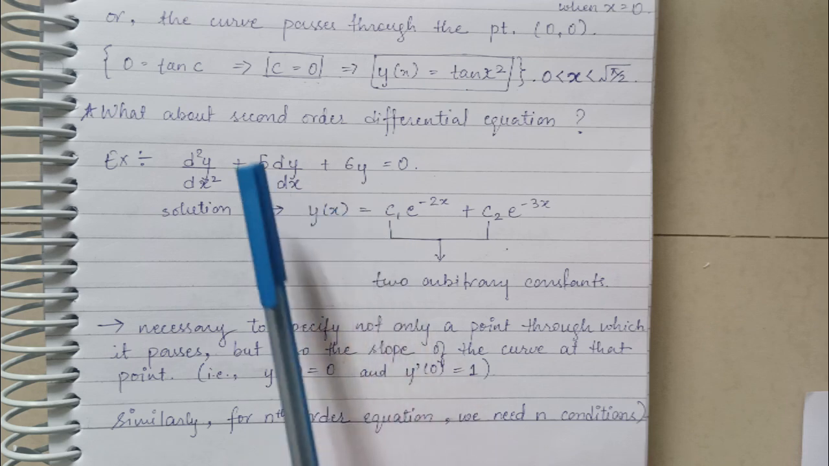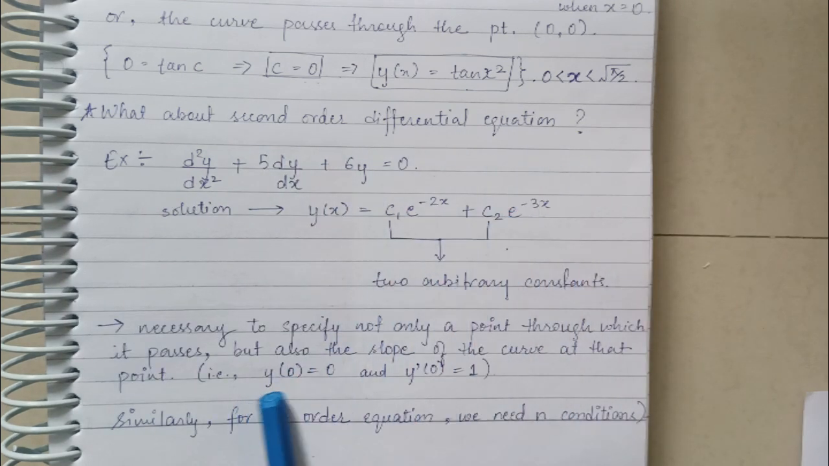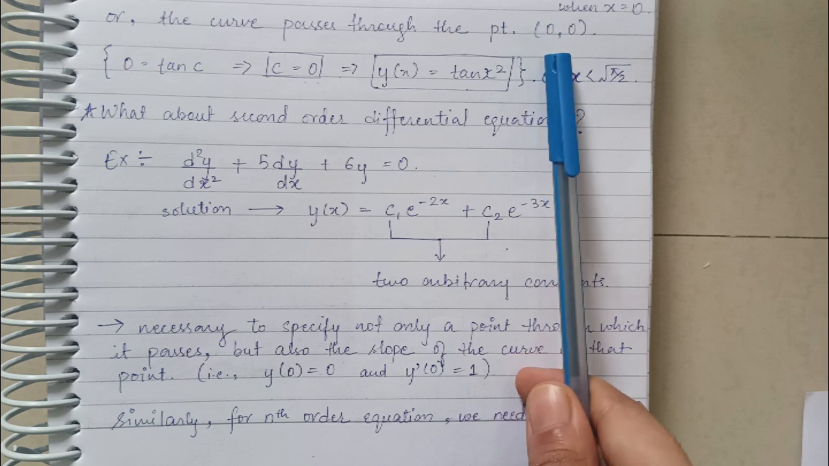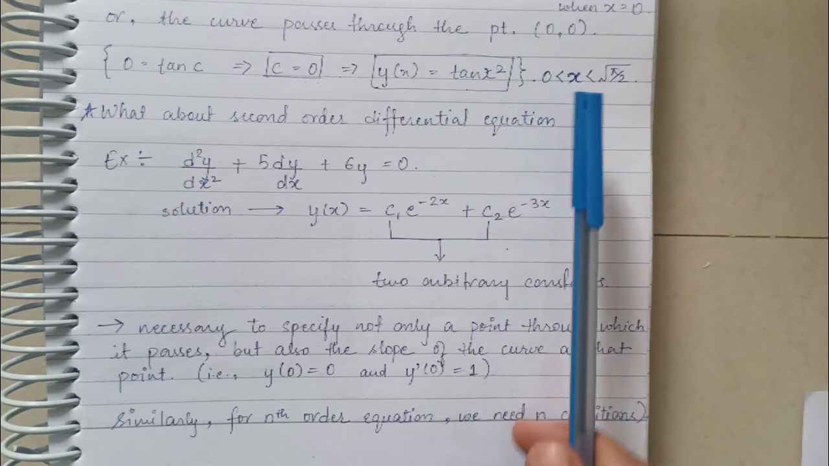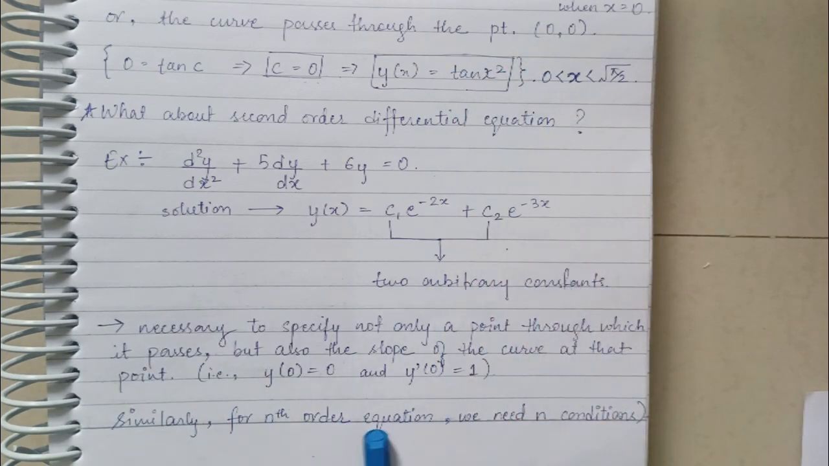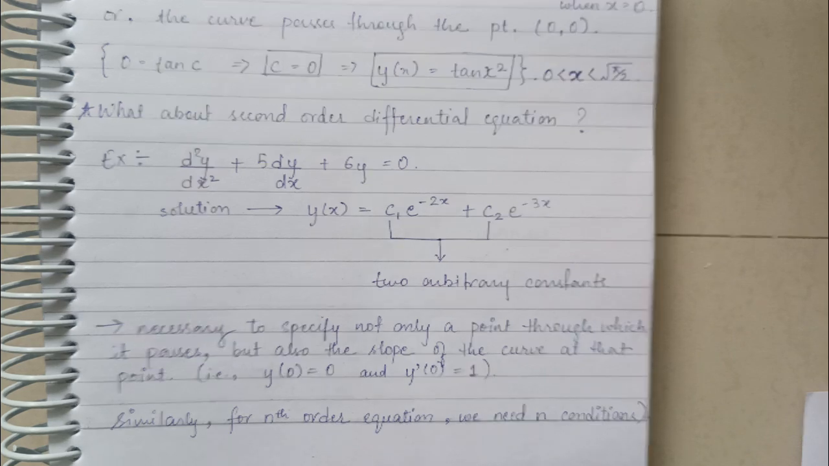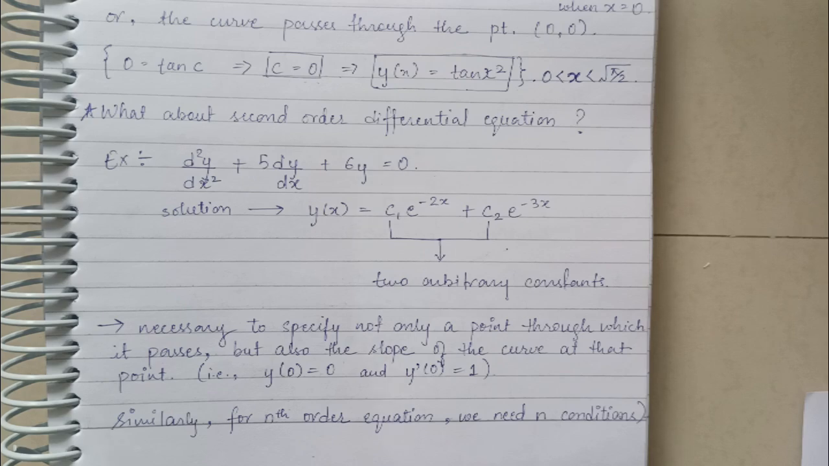So for a second order differential equation we need two conditions. For a first order differential equation we needed one condition. Similarly, for an nth order equation we will need n conditions to solve it, or we can say to eliminate the arbitrary constants from the solution. Now this is all about the initial value problem.